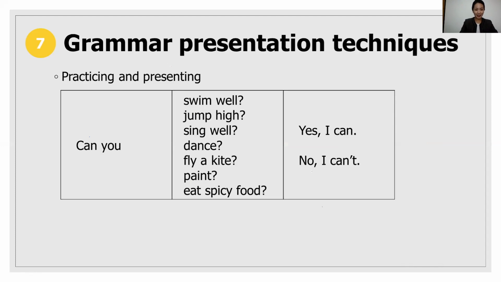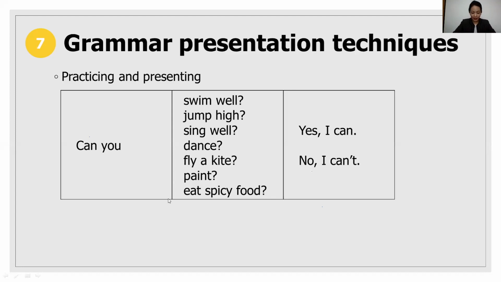Okay. The next one, number 7, practicing and presenting. So in practicing and presenting, the teacher gives out the table like this. You can draw the table on the whiteboard and ask the learners to work in pairs and to ask and answer the questions. So students should be familiar with these words. Before starting this activity, you have to make sure that they know all these words like swim well, jump high, sing, dance, and fly a kite, paint, like this.